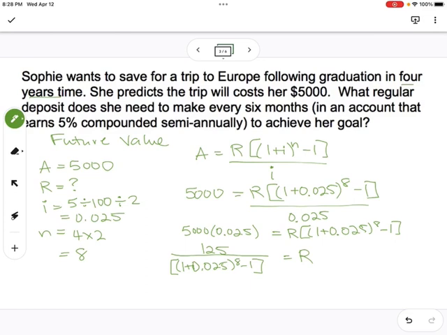We are going to get $572.34 as our regular payment. Okay, so that's how much Sophie will need to deposit every 6 months.